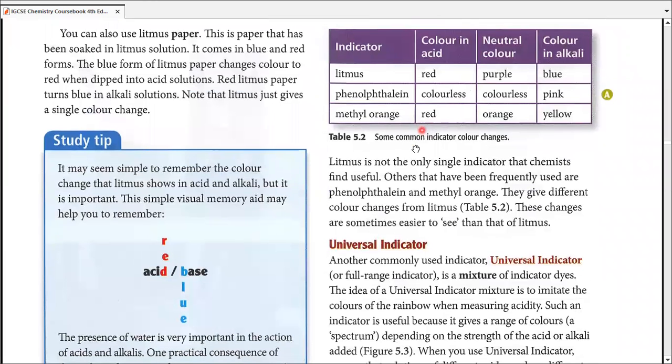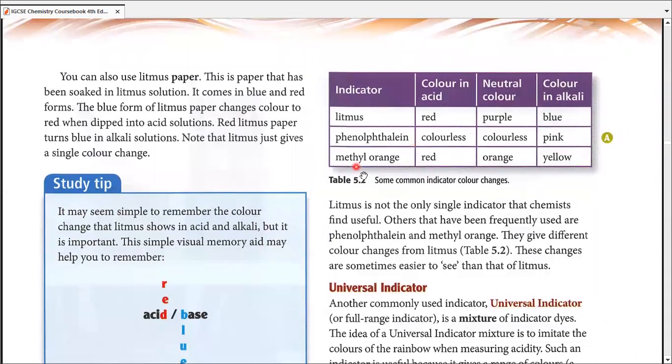To work with most of the indicators, there is Table 5.2 at the top of page number 121, which gives us the idea. First of all, we have litmus solution. Let me tell you, it's not litmus paper as an indicator, it's litmus solution. Its color in acid is red, in neutral it is purple, while in alkali it's blue.